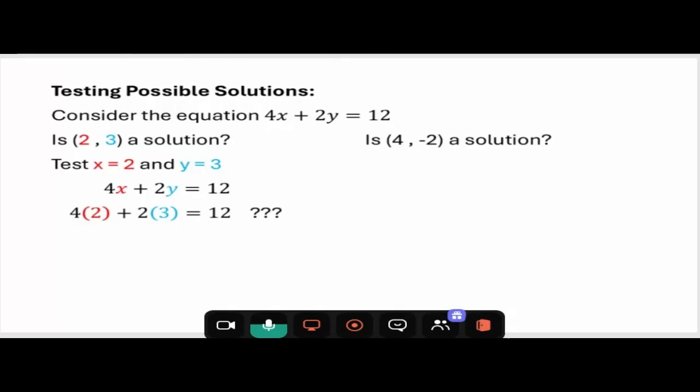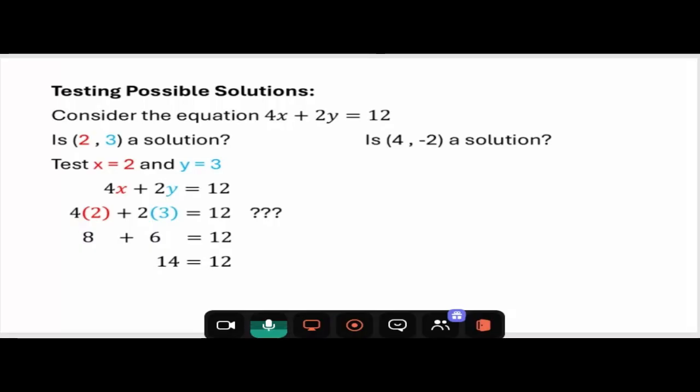And you'll see I put some question marks there because I don't know if this is a true statement, so I don't want to say they're equal. What I want to say is I'm checking if they're equal. So let's work this out. We got 4 times 2 is 8. 2 times 3 is 6. And then a 12 on the right-hand side. 8 plus 6 is 14.